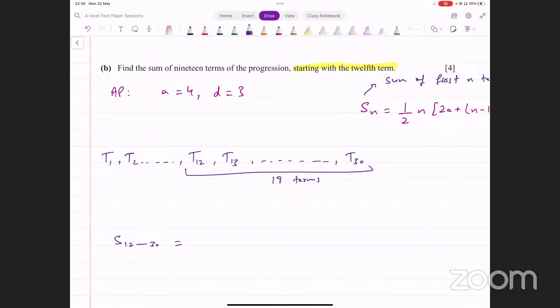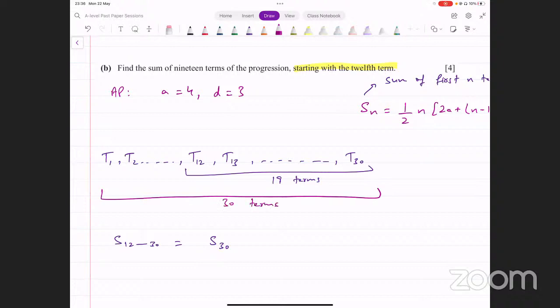We can use a trick here. What we can do is we can say, let's find the sum of 30 terms. S30 निकाल लें, ठीक है? Sum of 30 terms निकाल लेते हैं. Starting from the first one.